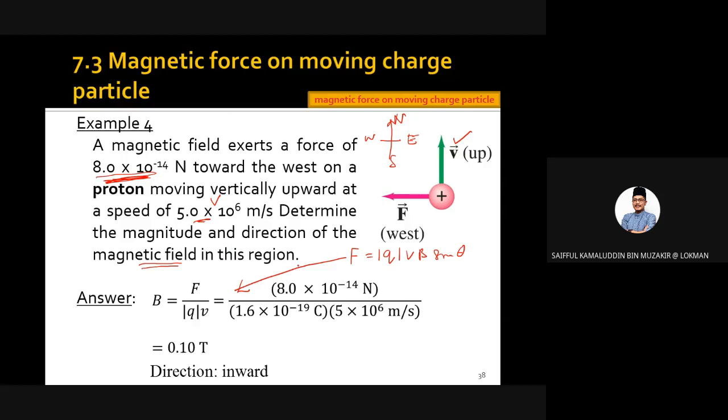Now, we have the parameters. The force is given, the velocity is given, the charge of the particle is not given, but whenever a proton is mentioned, the proton has the charge of 1.6 times 10 to the power -19 coulomb. Proton has a similar charge to the electron, but in positive magnitude. So we could calculate the magnetic field. It is 0.1 Tesla. How about direction?